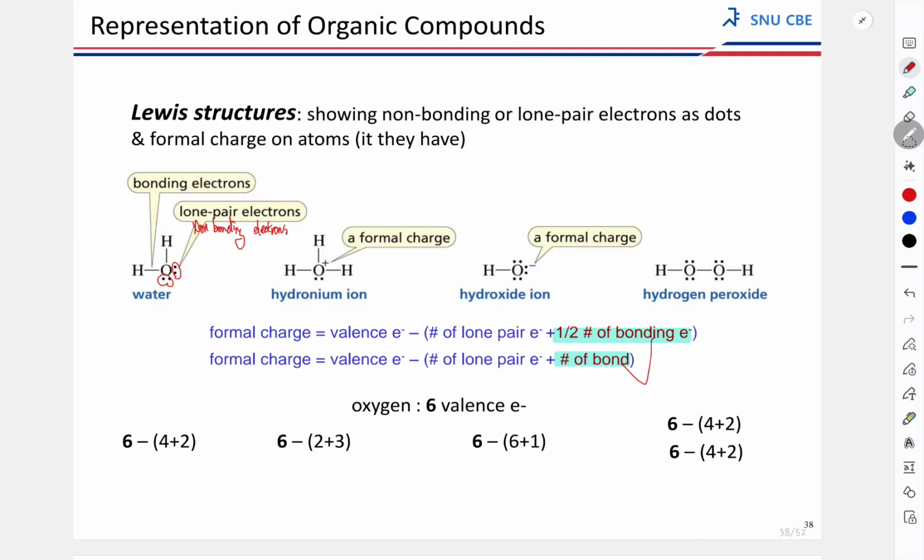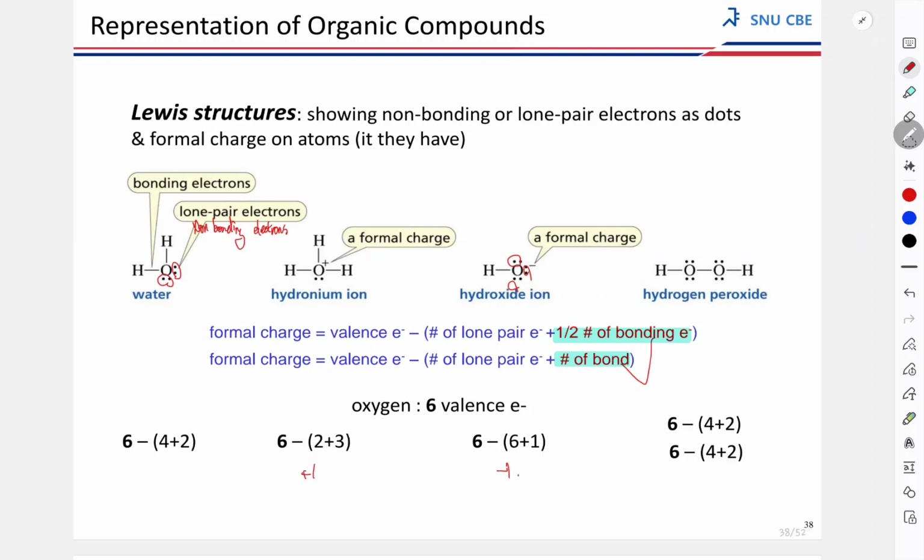You can do the same thing for the hydronium ion, hydroxide ion, and hydrogen peroxide species. For the hydronium, again, oxygen invariably has valence electrons of 6, and it has 2 lone pair electrons and 3 bonds. So 6 minus 5 will give you 1. That's why the oxygen is plus 1 formal charge. With the hydroxide anion, oxygen again invariably has 6 valence electrons, minus 6 lone pair electrons and 1 bond. So 6 minus 7 will give you minus 1. That's why oxygen here has minus 1 formal charge.